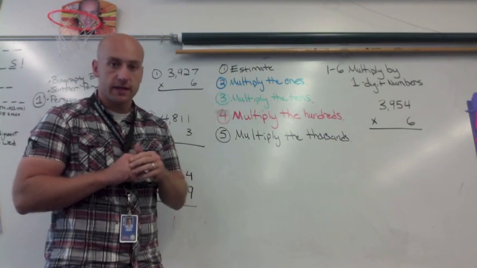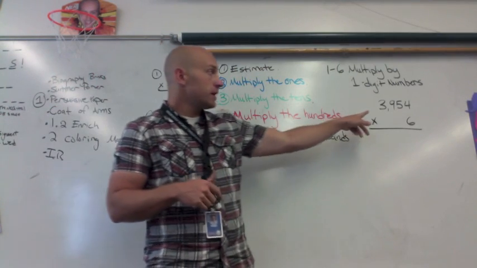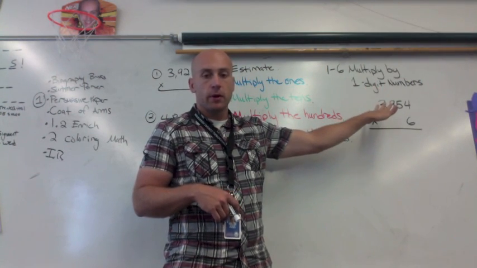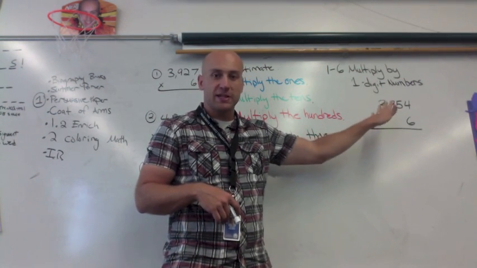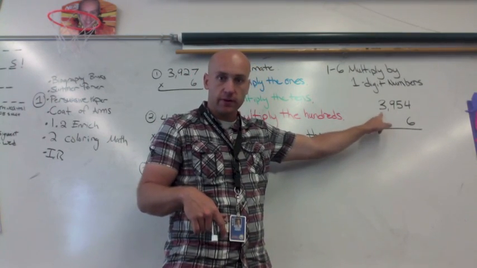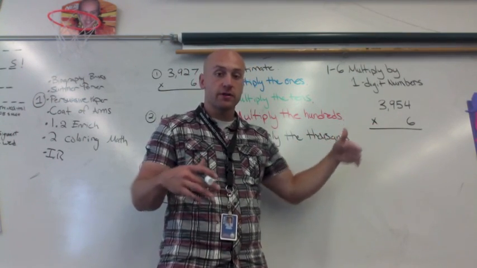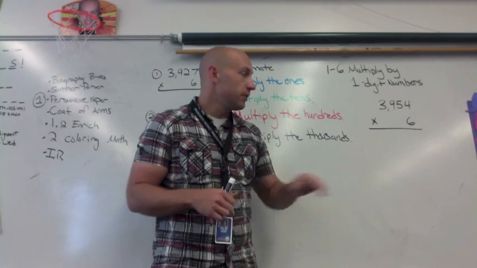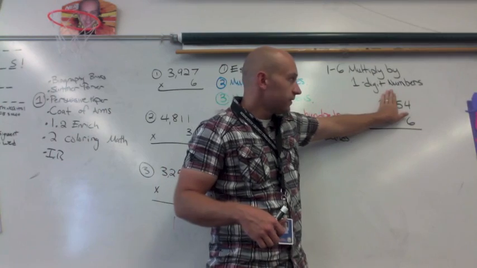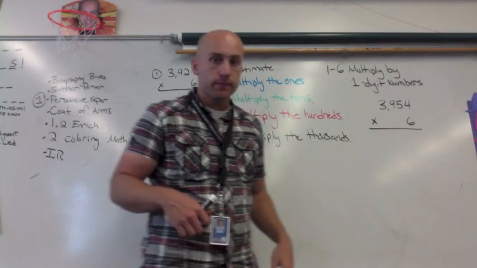Here's how I want you guys to estimate this year. When we estimate, let's round it to the nearest number of our biggest place value. So for instance, we're in the thousands right now, 3,000. So we're going to round it to the nearest thousand. If it was 954, we'd round it to the nearest 100. If it was 54, we'd round it to the nearest 10.